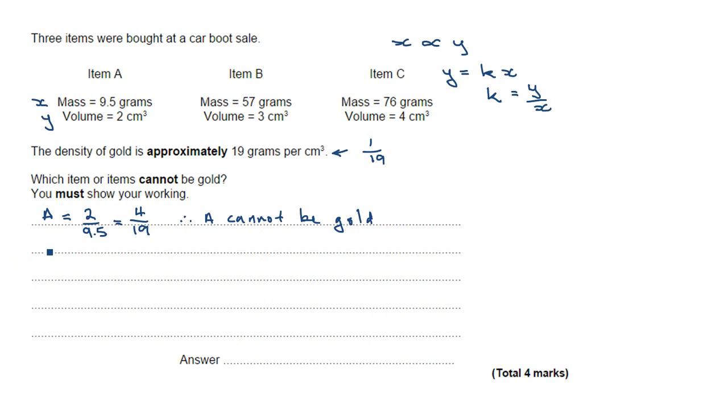Okay, so have a look at B. B is 3 cubic centimetres compared to 57 grams, and that does simplify to 1 over 19. C is 4 over 76, and that too gives us a constant of proportionality of 1/19. So these could be gold, but A cannot be gold, so that's our answer. A cannot be gold.